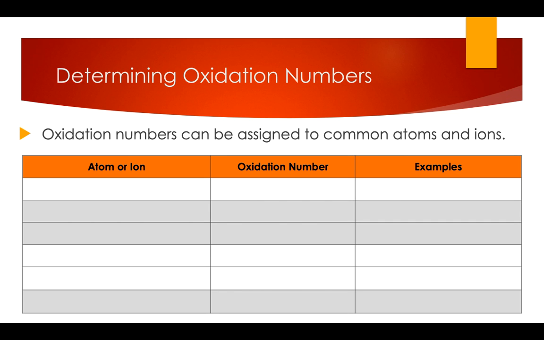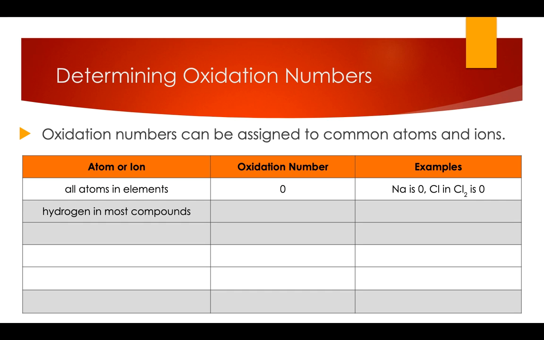So oxidation numbers can be assigned to common atoms and ions. And so these are the rules that you'll follow for assigning oxidation numbers. So if you have an element, all the atoms in that element have an oxidation number of 0. So for example, you have sodium, just plain sodium, its oxidation number is 0. The chlorine atoms in Cl2 both have an oxidation number of 0.